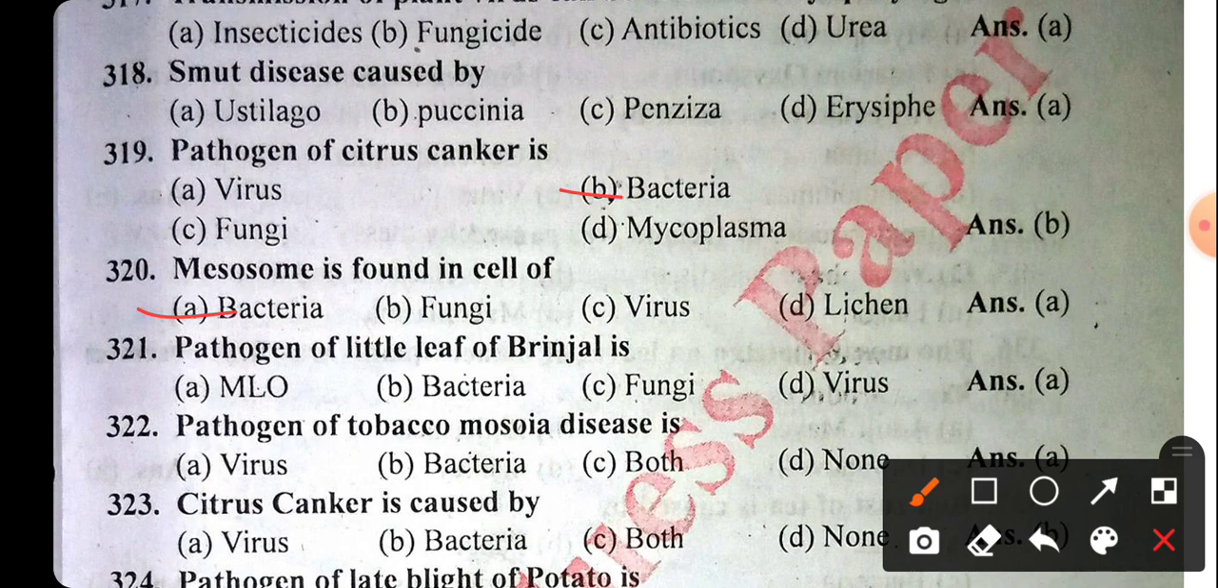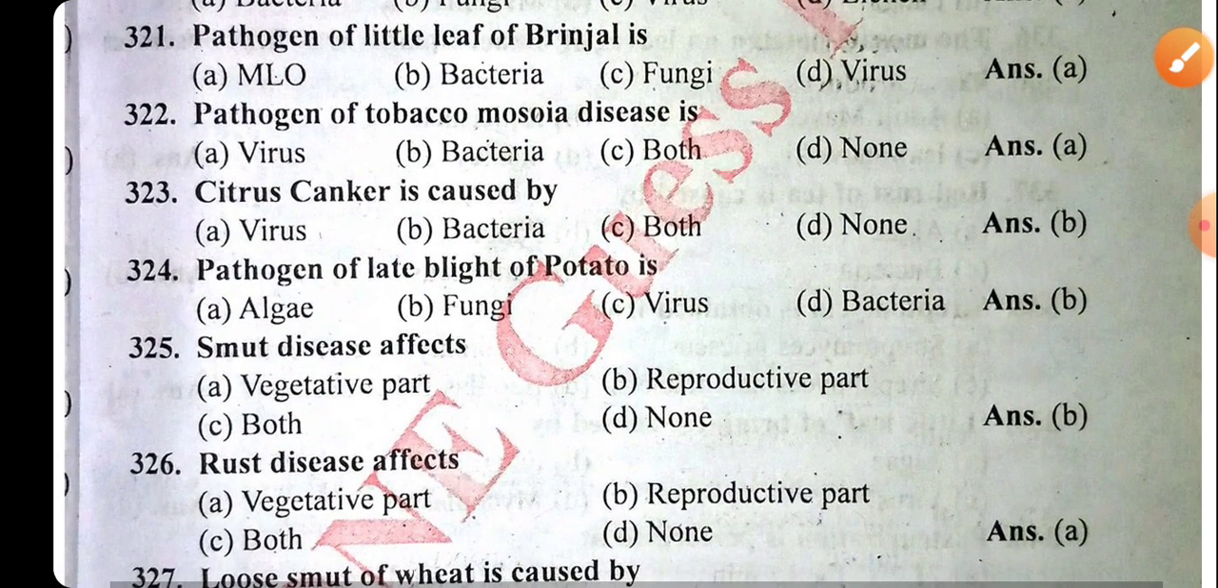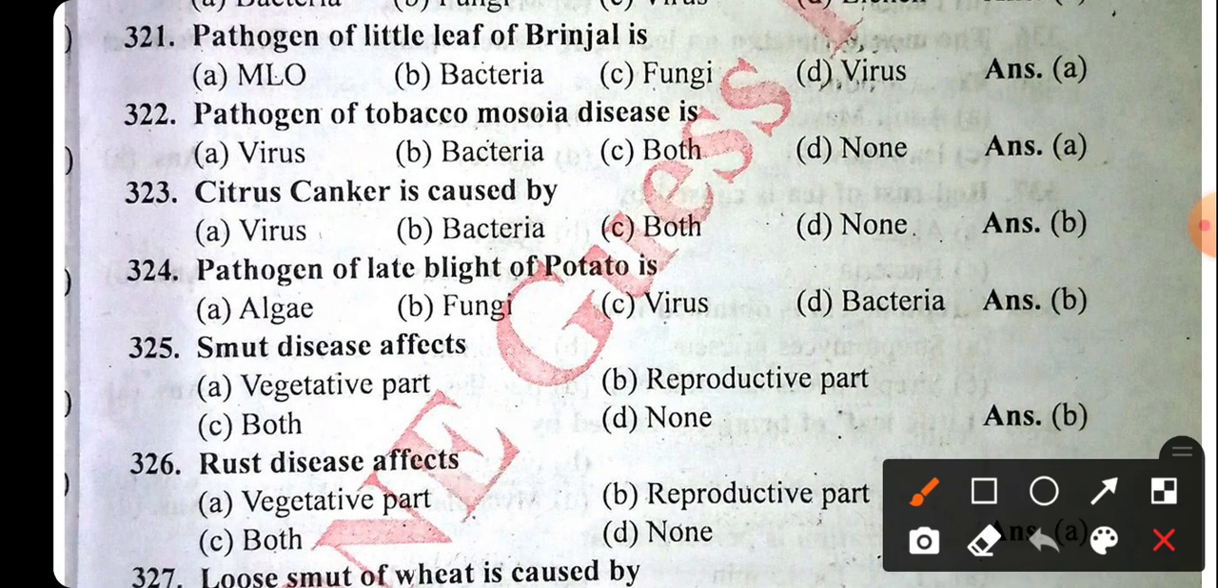The pathogen of little leaf of brinjal is, that is the MLO. Option A will be the right answer. The pathogen of tobacco mosaic disease is, option A, that is the virus. Citrus canker is caused by the bacteria. We have discussed this question earlier also.